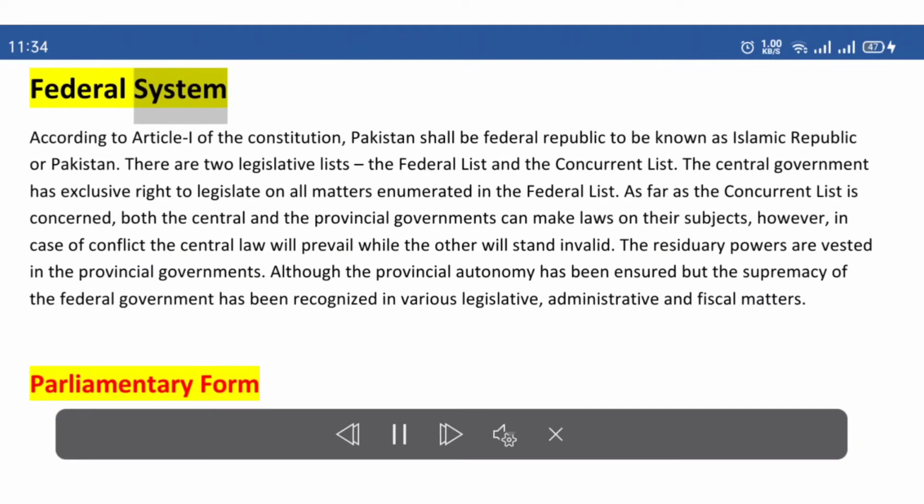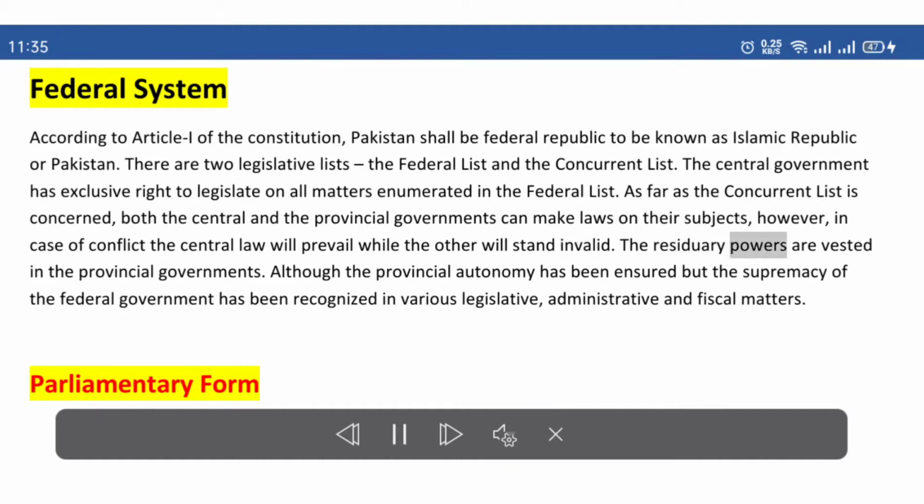Federal system. According to Article 1 of the Constitution, Pakistan shall be a Federal Republic to be known as the Islamic Republic of Pakistan. There are 2 legislative lists, the Federal List and the Concurrent List. The central government has the exclusive right to legislate on all matters enumerated in the Federal List. As far as the Concurrent List is concerned, both the central and the provincial governments can make laws on their subjects. However, in case of conflict, the central law will prevail while the other will stand invalid.